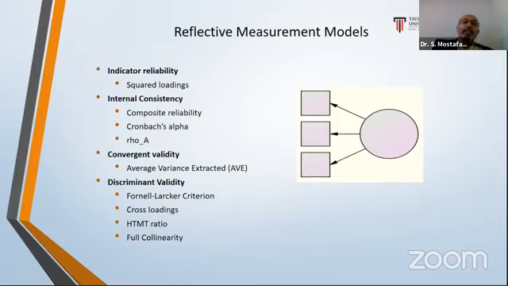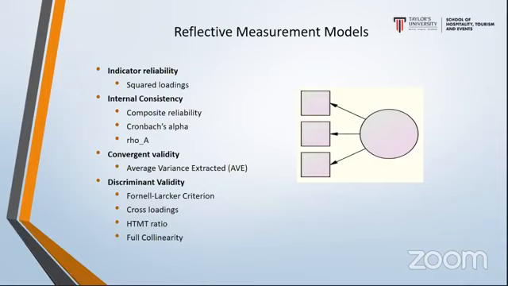The second step is internal consistency or construct reliability. We need to check composite reliability, Cronbach's alpha, and rho_A. Different software provide these criteria for calculation. The value of all these criteria should be higher than 0.7. If some of these criteria are not higher than 0.7, you need to look at loading, and the item with low loading should be deleted to increase the value of internal consistency. So composite reliability is a key criterion for assessment of construct reliability.